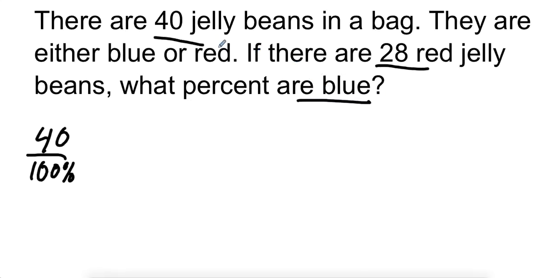So what I'm going to do here is I'm actually going to subtract 40 by 28, which gives me 12. Now the reason I'm doing this is because there's either red jelly beans or blue jelly beans. So if I subtract those that are red from the total, it's just going to give me the blue ones. 28 are red, 12 are blue.